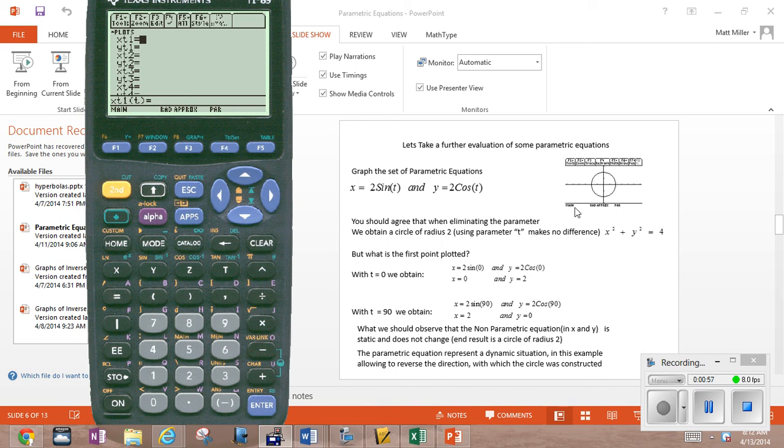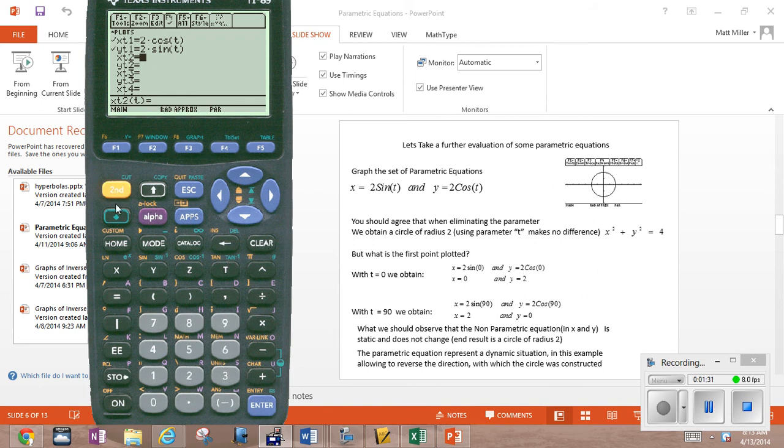From here we'll follow this. Let's start by plotting x is 2 cosine of t, and y is 2 sine of t.